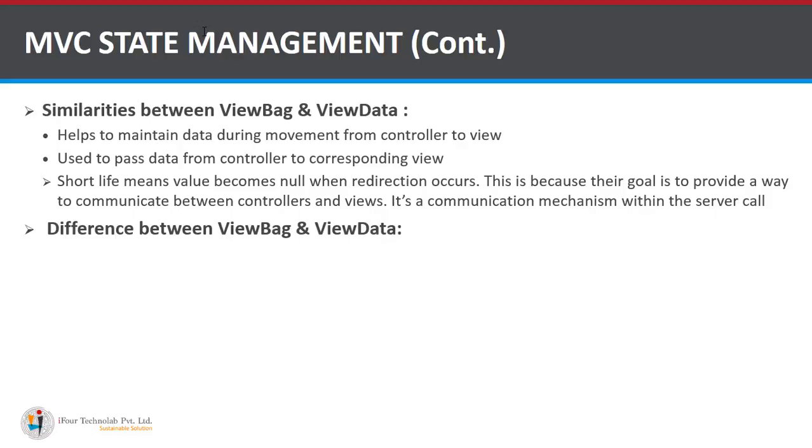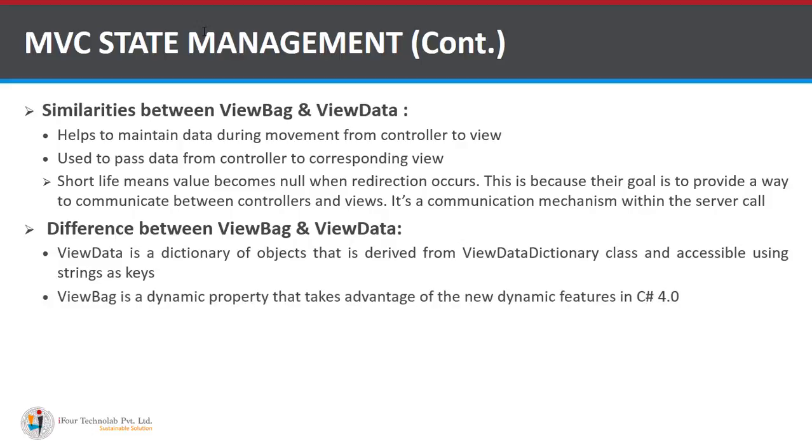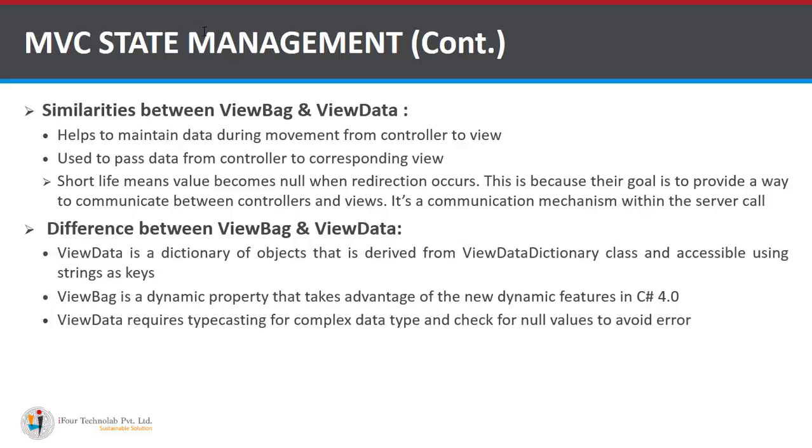Now, what are the differences between ViewBag and ViewData? ViewData is a dictionary of objects that is derived from the ViewDataDictionary class and accessible using a string as keys. ViewBag is a dynamic property that takes advantage of the new dynamic feature in C# 4.0. ViewData requires typecasting for complex data types and checks for null values to avoid errors. But ViewBag doesn't require typecasting for complex data types.